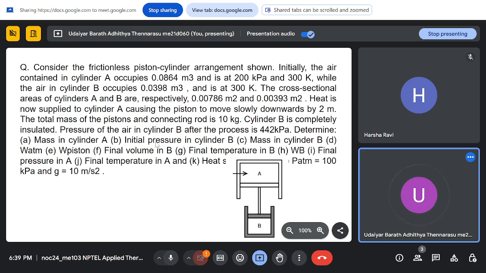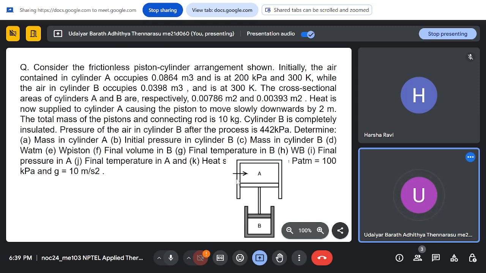Consider the frictionless piston cylinder arrangement shown. Initially, the air contained in cylinder A occupies 0.0864 meter cube and is at 200 kilopascal and 300 Kelvin, while the air in cylinder B occupies 0.0398 meter cube and is at 300 Kelvin.